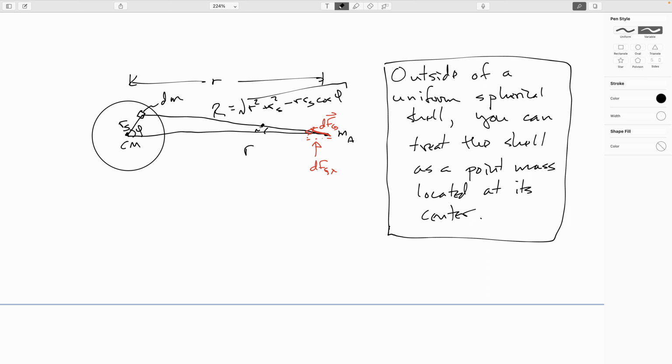We'll call this angle here theta, and you get that this is going to be G times our differential mass dm times m_a over big R squared cosine theta. Now this theta does actually depend on phi, so you're going to have to invoke the law of cosines a second time, do a whole bunch of stuff, and I'm just going to say integrate this.